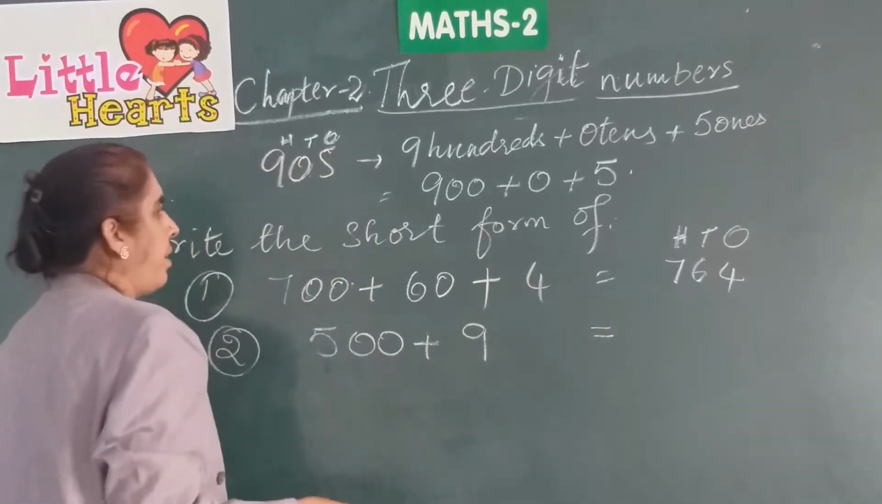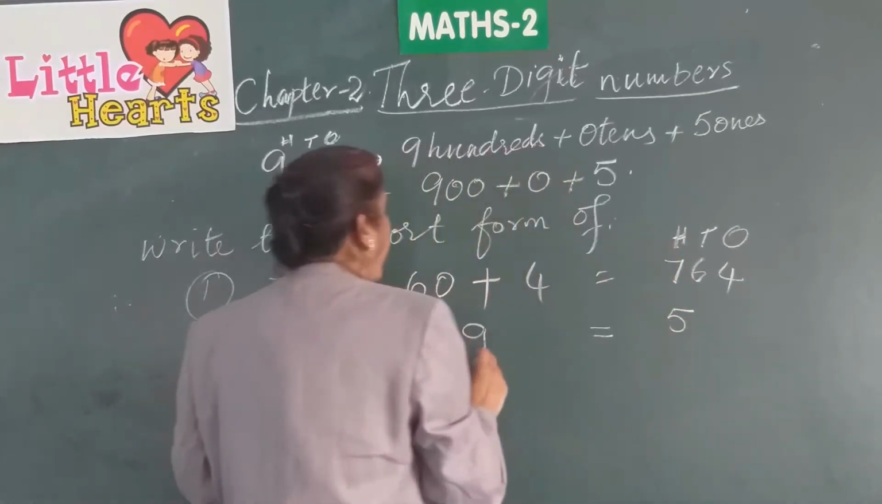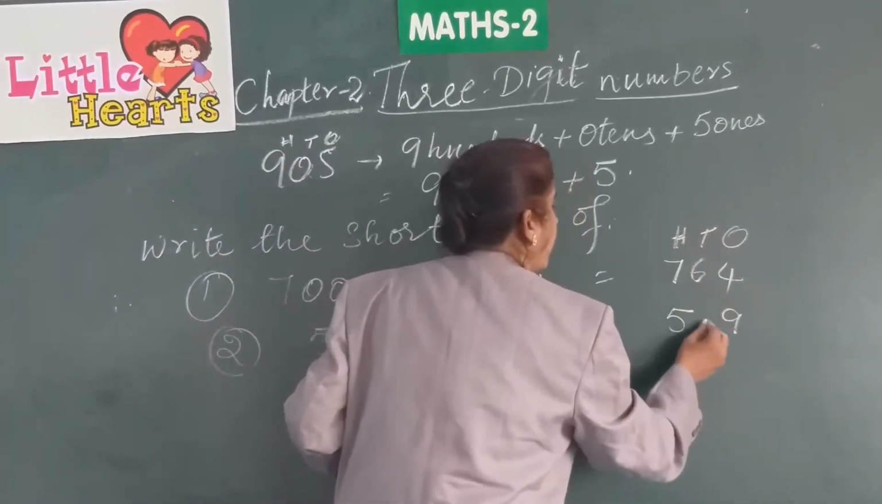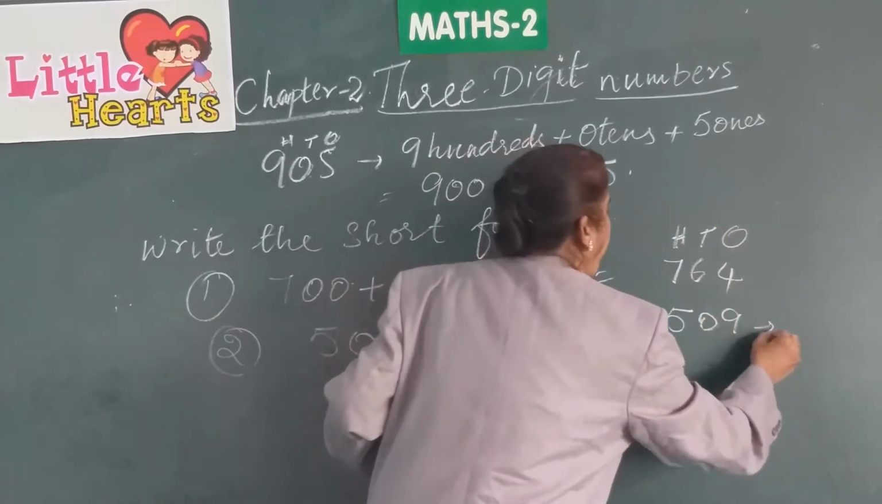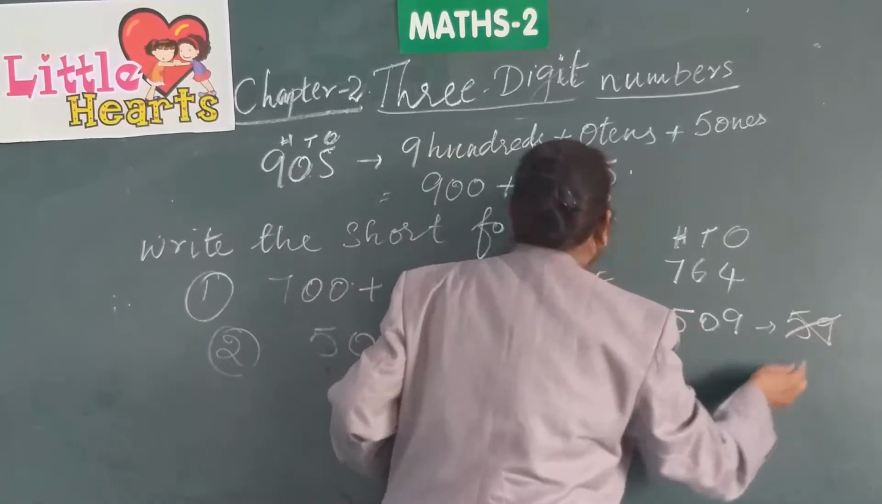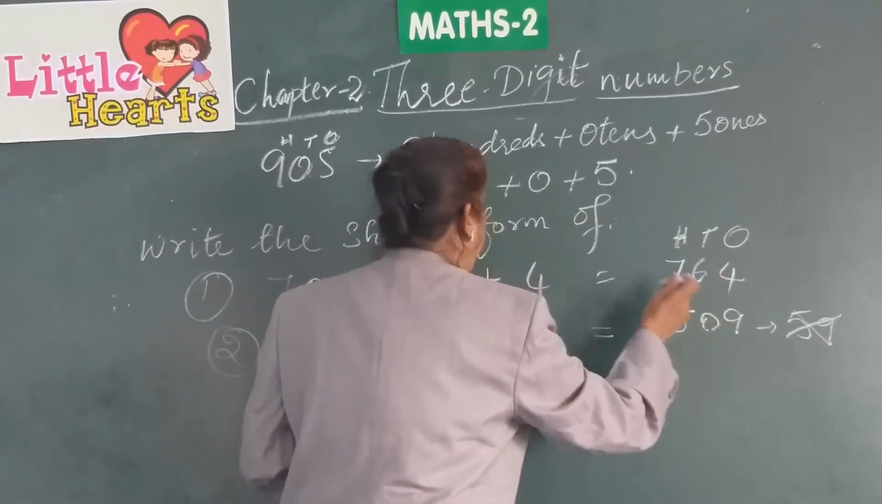500 plus 9. So 5 hundreds. 5 in the hundreds place and 9 ones. 9 in the ones place and 0. Never write 59 as the short form. It is wrong because there are no tens here. Put 0 in the tens place.